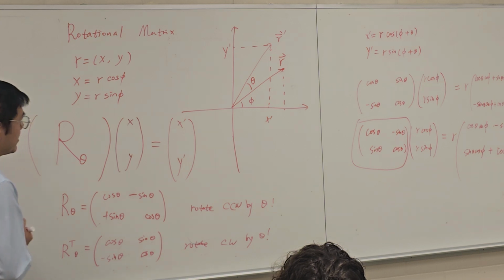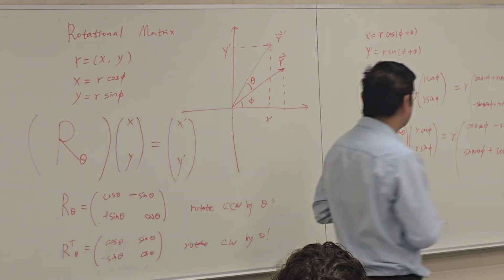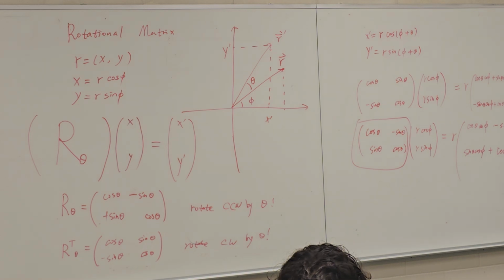So what does this suggest? What will R times R transpose give you? If I multiply my R theta and my R transpose, or my R transpose times R, what should I get? You get back to what you started with. So what should be that matrix acting on your R?